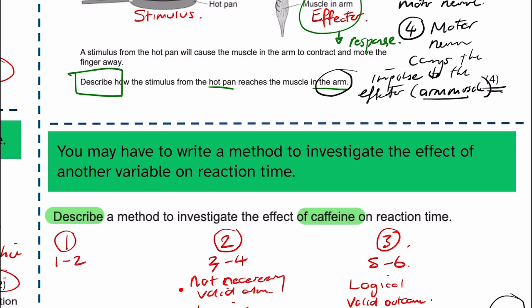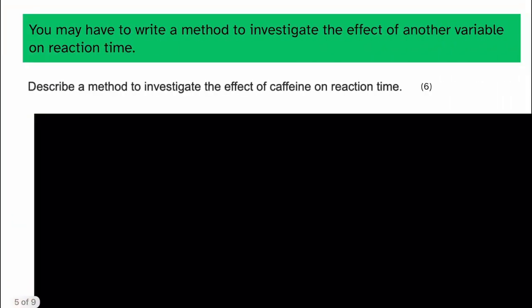Question for 1 or 2. All right, first off, you've just written something valid. You've not necessarily got the right outcome, but you've written something like they should drink coffee and one shouldn't drink coffee. Okay, so you're going to get 1 or 2 marks, but you wouldn't actually find out anyone's reaction time if they followed your method. You've just mentioned some things that are correct, like measure it using a ruler.